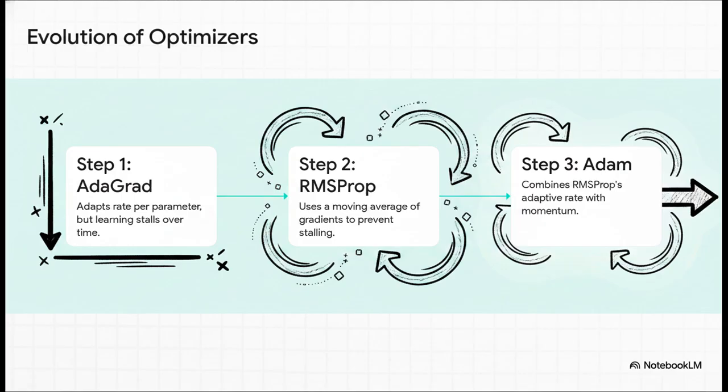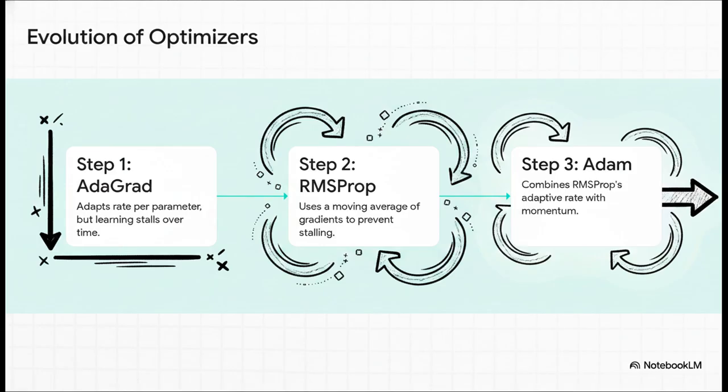First, you had AdaGrad, which was a great idea: give every parameter its own learning rate. But the problem was, the learning rates just kept getting smaller and smaller until they basically stalled out. So then comes RMSprop, which fixed that by using a moving average so it didn't get bogged down by the distant past. And finally, Adam comes along and basically takes the cake.